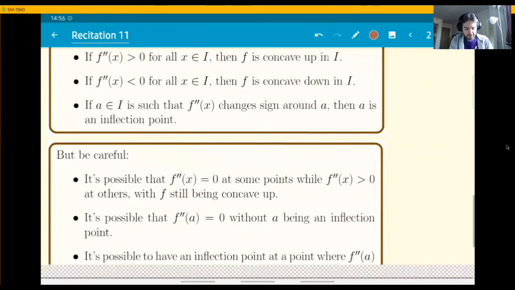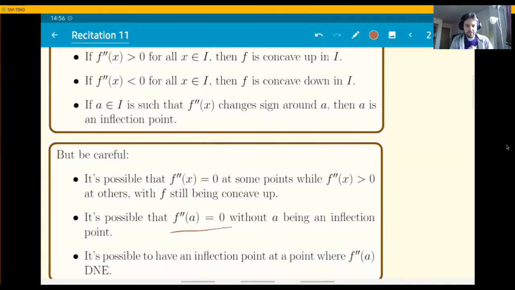Second remark, it's possible that a point has a second derivative equal to 0, even though it's not an inflection point. The example would be the x to the fourth function. That looks like a parabola, but it's more flat than the usual parabola. At 0, if you compute the second derivative there, it is equal to 0. However, the second derivative is positive both on the left side and on the right side of that point. As we can see from the graph, it is a smile on either side, so this is not an inflection point.